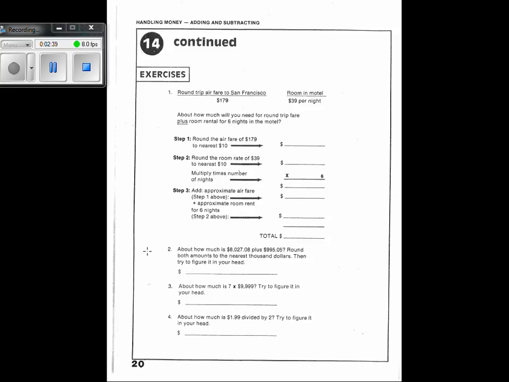Number 2. About how much is $8,027.08 plus $995.05? Round both amounts to the nearest $1,000. Then try to figure it out in your head. Number 3. About how much is 7 times 9,999? Try to figure it out in your head. Number 4. About how much is $1.99 divided by 2? Try to figure it out in your head.